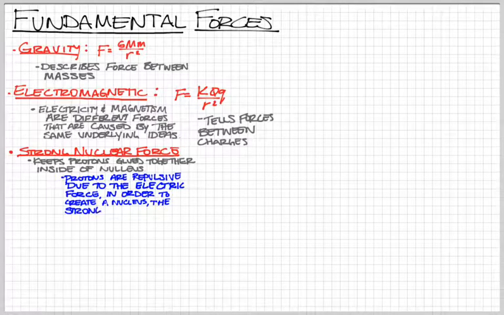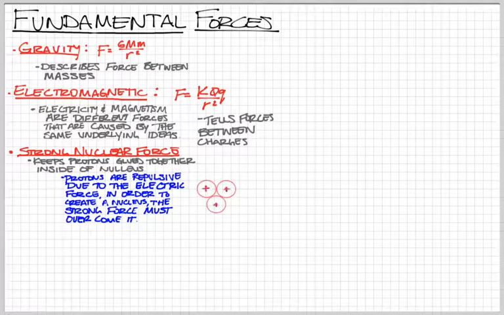And that's all we're saying here. Protons are repulsive due to the electric force. In order to create a nucleus, the strong force must overcome the electric force. So if we look at, I guess, a lithium nucleus, we have this electric force that is pulling the nucleus apart. But there's this other force, the strong force, that forces these things together.